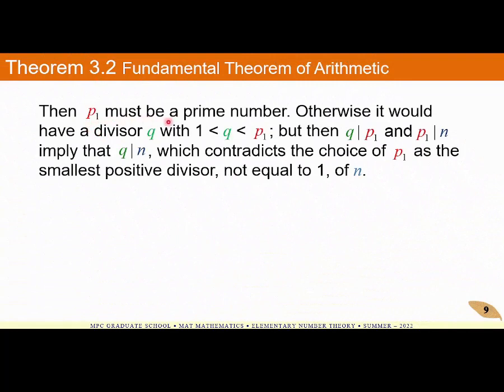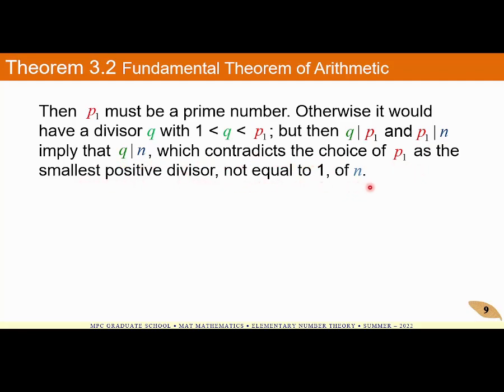Then p sub 1 must be a prime number. Otherwise, it would have a divisor q with q greater than 1 but less than p sub 1. But then, q divides p sub 1 and p sub 1 divides n imply that q divides n, which contradicts the choice of p sub 1 as the smallest positive divisor, not equal to 1, of n.